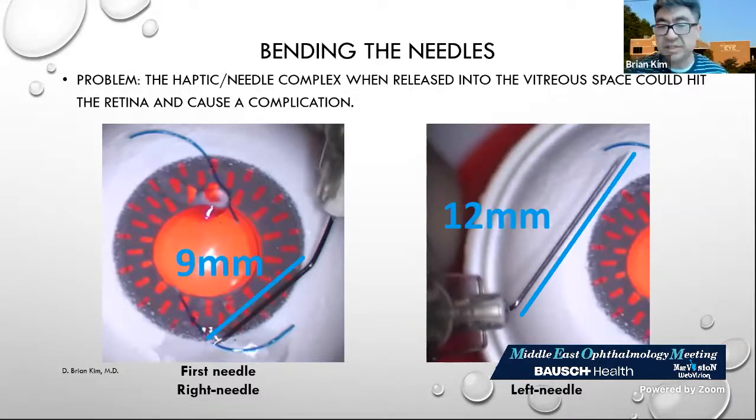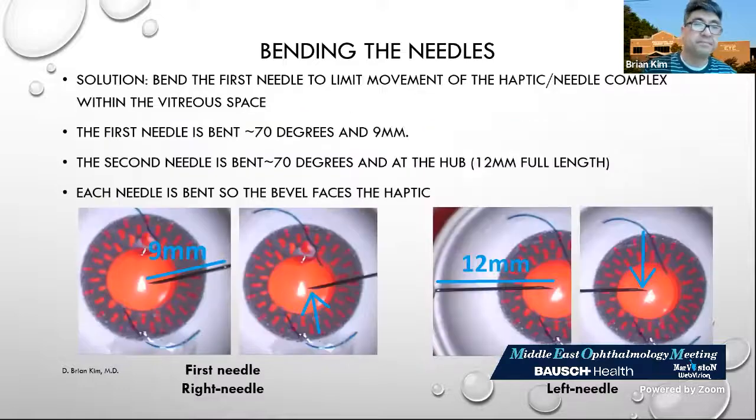The second needle, which is the left needle, is going to be a full length needle, and it's going to be bent 70 degrees as well. The needle is bent so the bevel faces the haptic. And so in this case, the right needle is facing towards the trailing haptic, down, and the second needle, the left needle, is facing towards the leading haptic, which is up in the video here, in the slide.